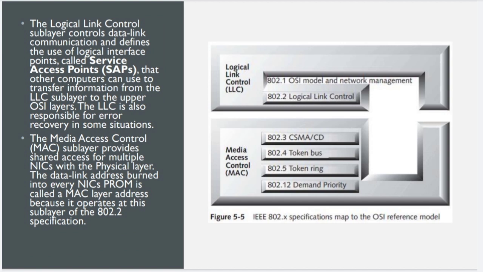The Logical Link Control, or LLC, sublayer controls data link communication and defines the use of logical interface points, called Service Access Points, or SAPs, that other computers can use to transfer information from the LLC sublayer to the upper OSI layers. The LLC is also responsible for error recovery in some situations. So the Media Access Control, or MAC, sublayer provides shared access for multiple NICs with the physical layer. The data link address burned into every NIC's PROM is called a MAC layer address because it operates at this sublayer of the 802.2 specification.